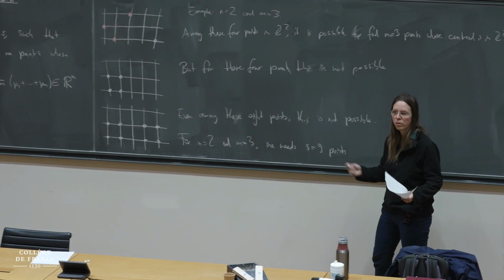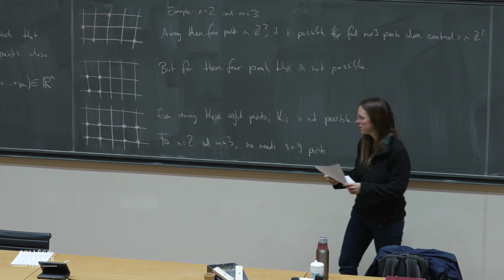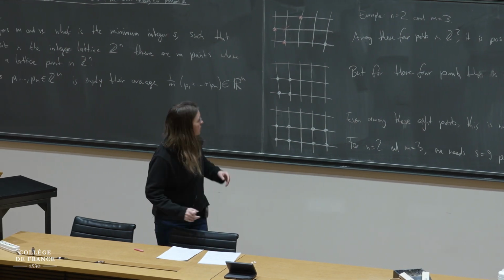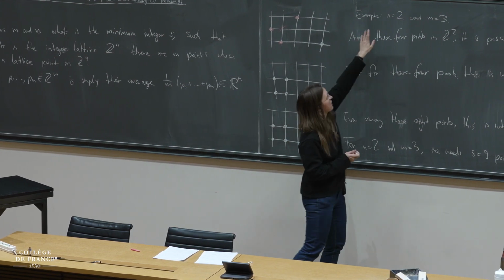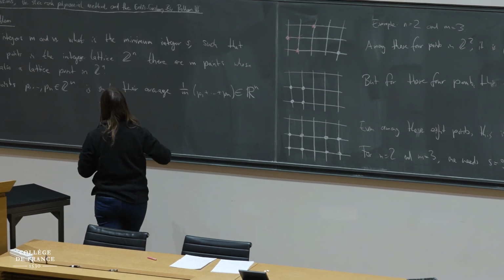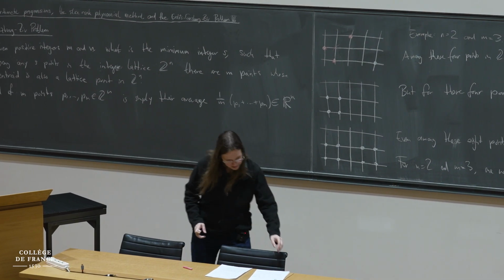So this example shows one needs at least 9 points, and that 9 points are indeed enough. One can show that with a bit of a case distinction about where the points are. It's not terribly difficult. Okay, so of course that solves this problem for n equals 2 and m equals 3, but we don't care about this particular small example. That was just to illustrate how this problem works and what we are looking for.